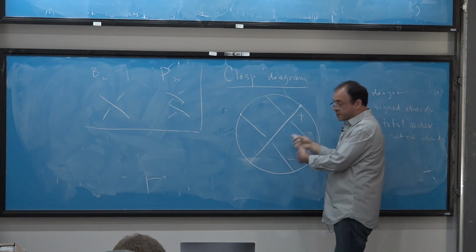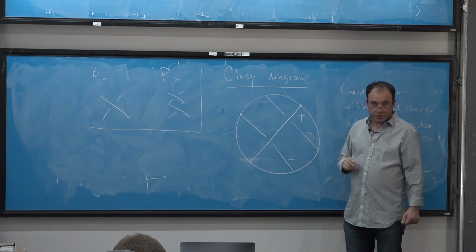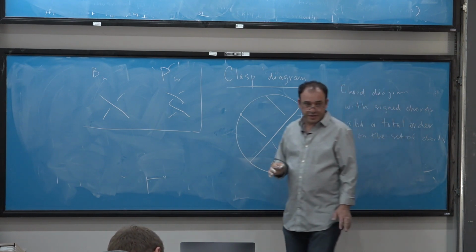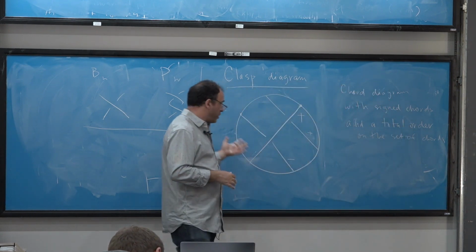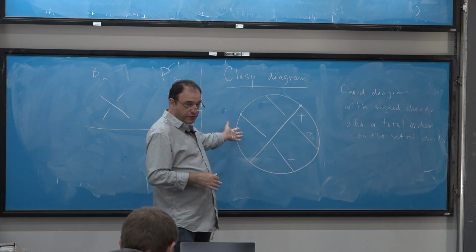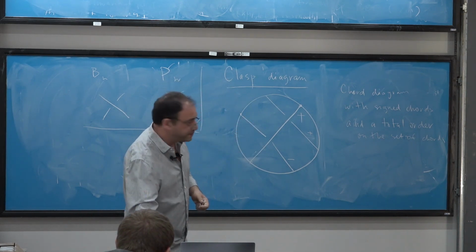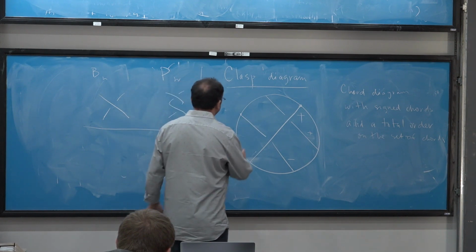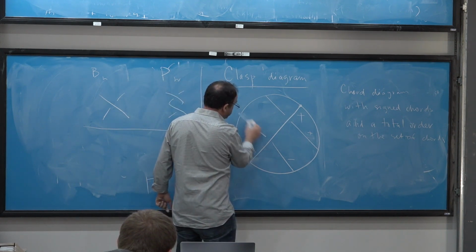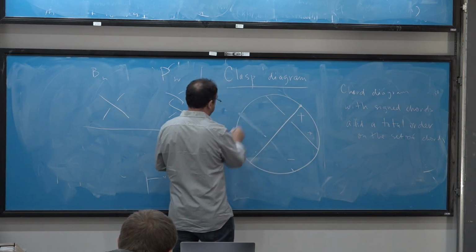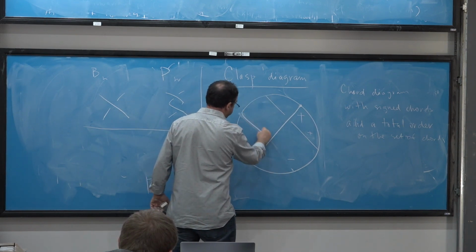And then, of course, there are some equivalences on these chords. To understand these equivalences, let me show you how this kind of diagram gives rise to a knot. Then everything will be kind of clear. So each of these chords can be replaced by something like this.